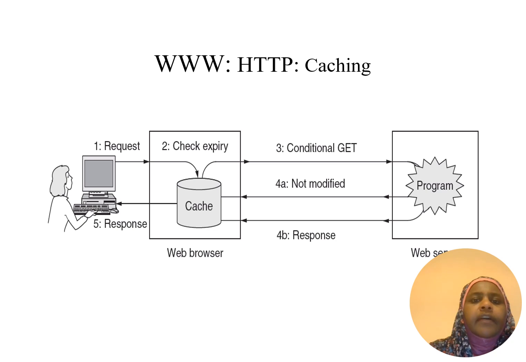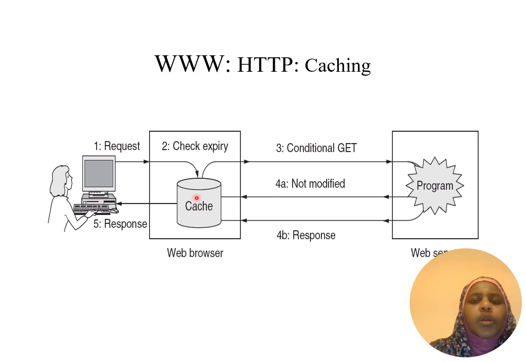As we can see here, we have the two options. The request is sent. Instead of sending the request to the server, it's sent to the cache. The cache will check the expiry of the page. If it's not expired, it's still fresh, it will send it back to the user as a response. If the page is expired, it will send a GET request to the server, where the server will return the page to the user.